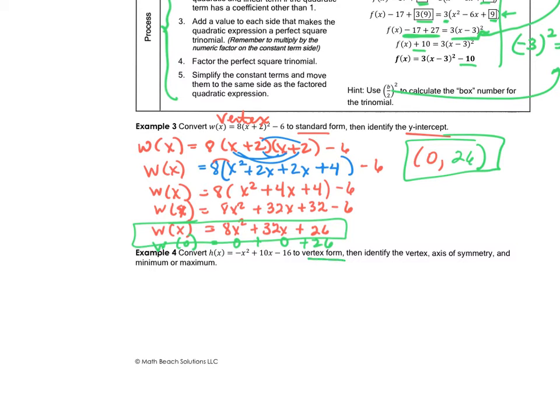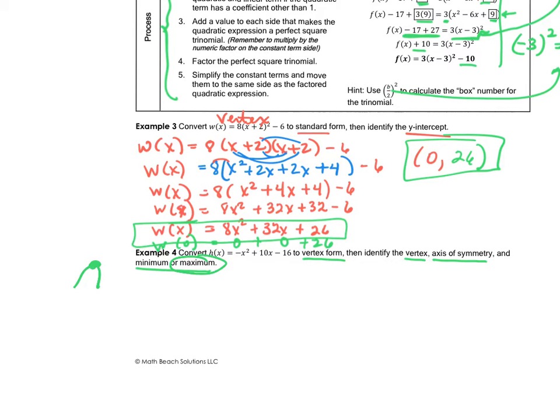So we want to write it in vertex form. We want to identify the vertex, axis of symmetry, and our maximum and our minimum. Now I'm just looking at the equation, just going over what we learned before. When you look at this negative here, that means that it opens down. And if it opens down, then the vertex is a maximum. So I already can tell that that's going to be a maximum. And I'll just need to find the vertex and the axis of symmetry, but we can tell what it looks like.